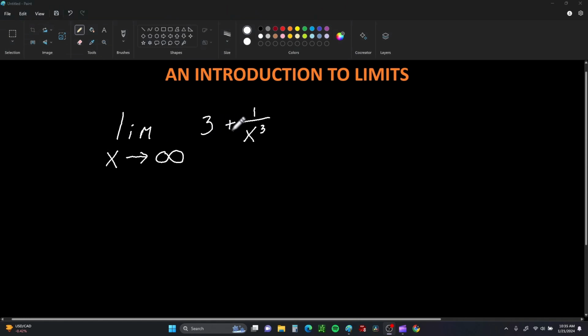Here we have 3 plus 1 over x cubed. As x approaches infinity, we'll go off to the side here and look at this. This would become 3 plus 1 over some infinite number. And as the denominator gets infinitely big, the value of this denominator would make this fraction go to 0. So this entire expression would approach 3 as x approaches infinity, and this would be our answer.